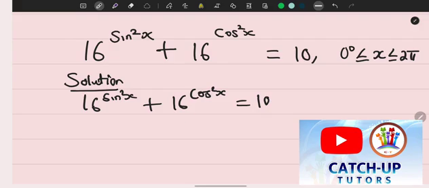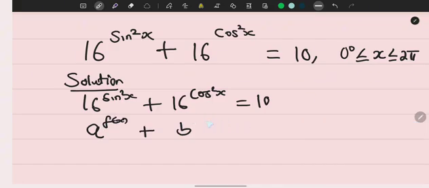Okay, so x is the unknown variable there, and the domain here is from 0 to 2 pi. So the first thing we need to understand as a student is that this function here is just like you having a to the power of f of x plus b to the power of g of x equals k. So the first thing you need to find is the relationship between f of x and g of x. Remember, f of x here is sine squared x and g of x is cos squared x.